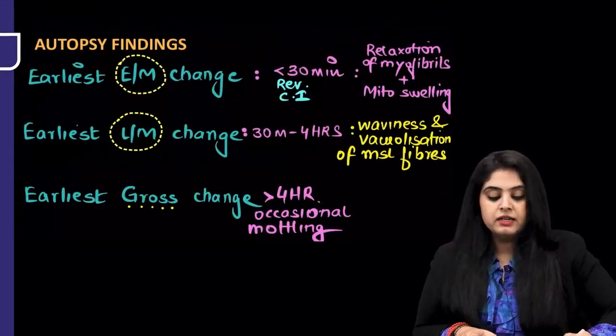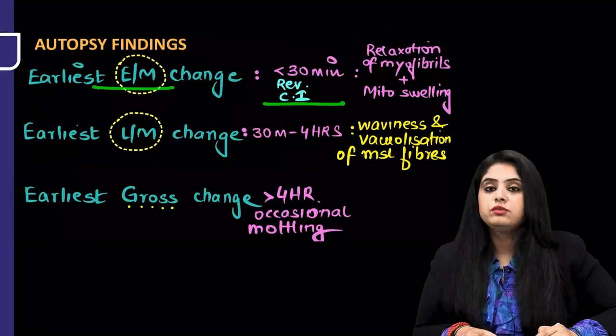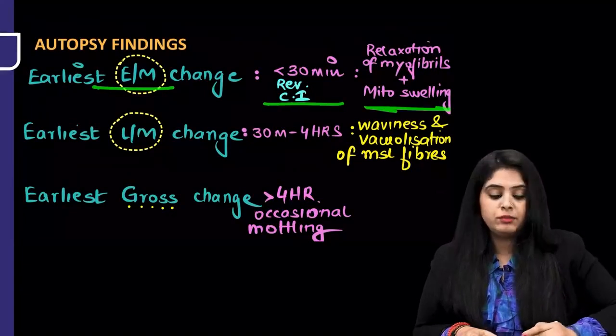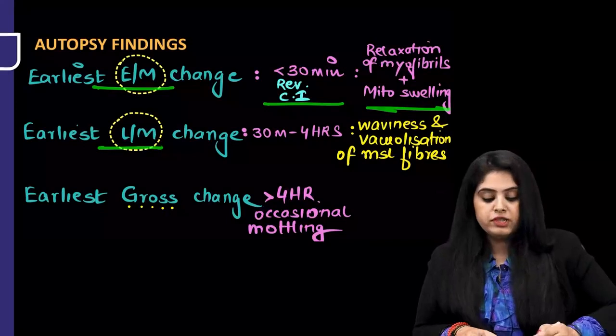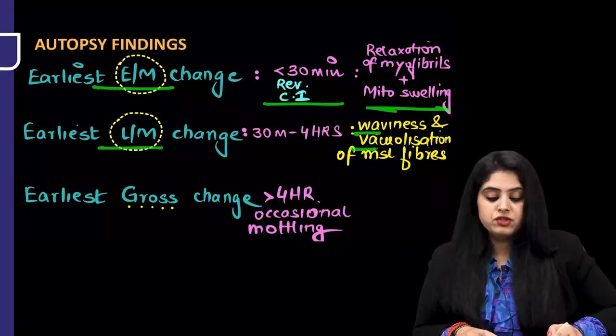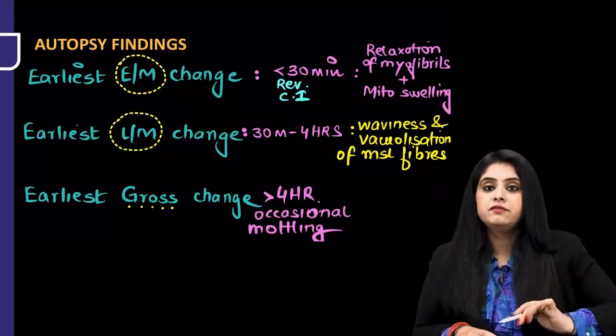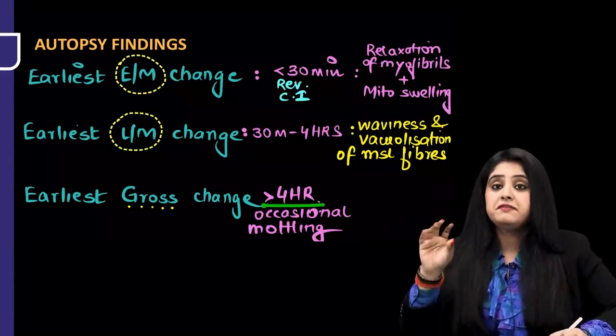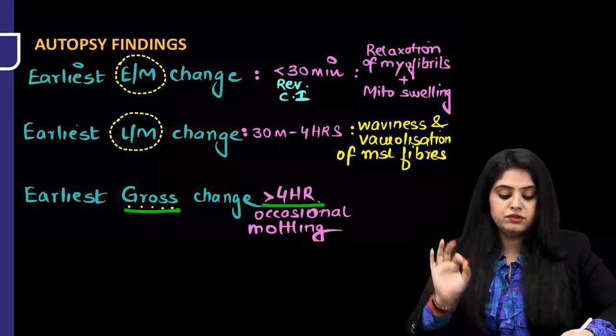Repeating once again, earliest electron microscopic change seen within 30 minutes, it is relaxation and swelling. Then light microscopic change, VV wala, waviness and vacuolization, which you see after 30 minutes but within 4 hours. 4 hours ke baad 5 letter wala cheez dikhega, that is gross change is noted.